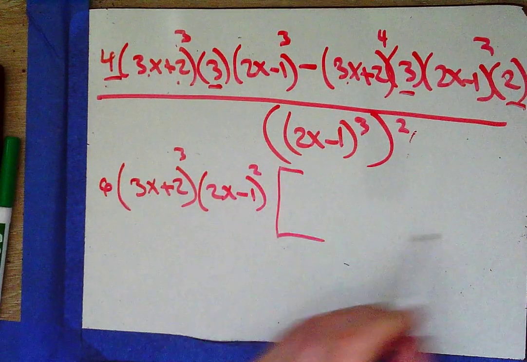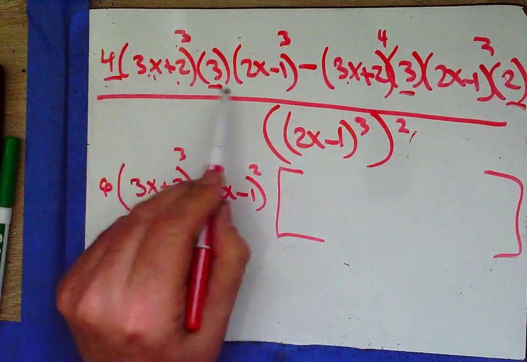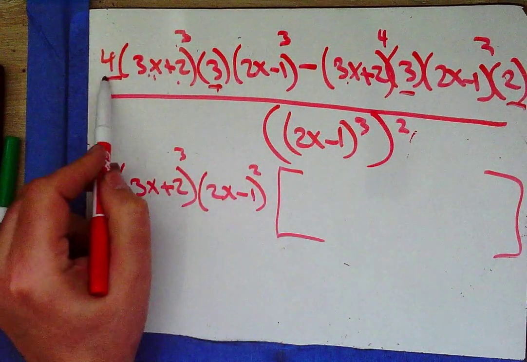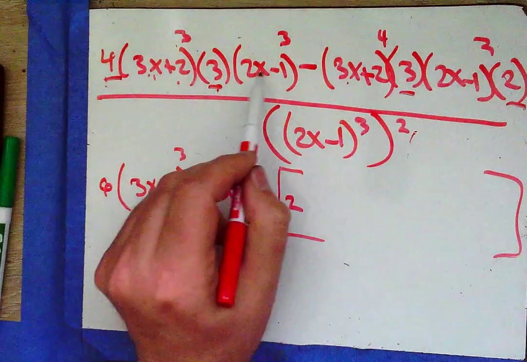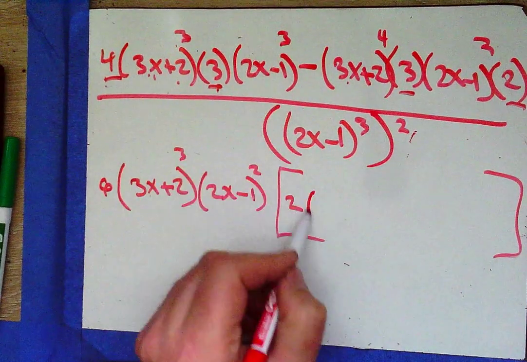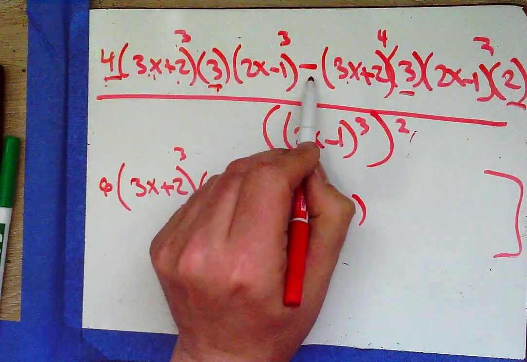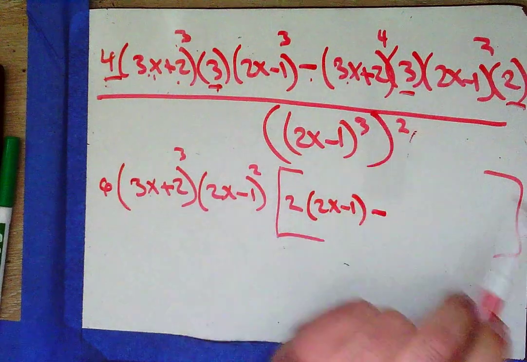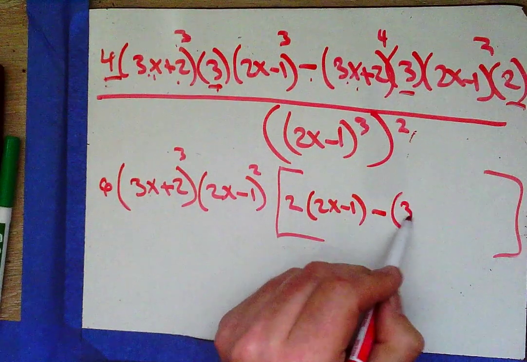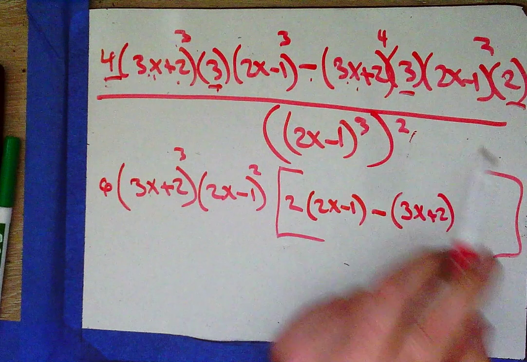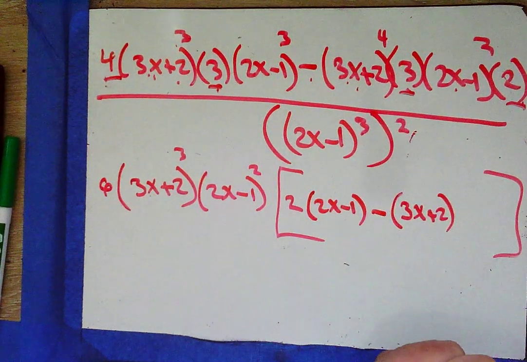So now let's play the what's left over game. I took out all of these and this. I took out a 2 from here, but I still have a 2. And 2x minus 1 squared from 2x minus 1 to the third, I still have a 2x minus 1. Now I come to my minus sign, and we took out 3 of these, so we still have a 3x plus 2. We took out the 3 and the 2, and we took out the 2x minus 1 to the second power.